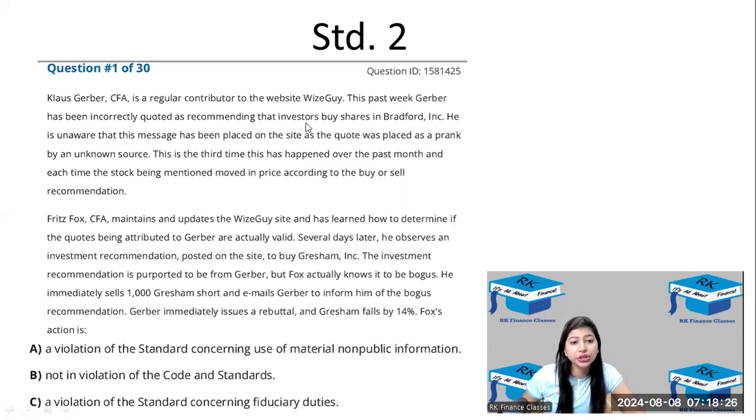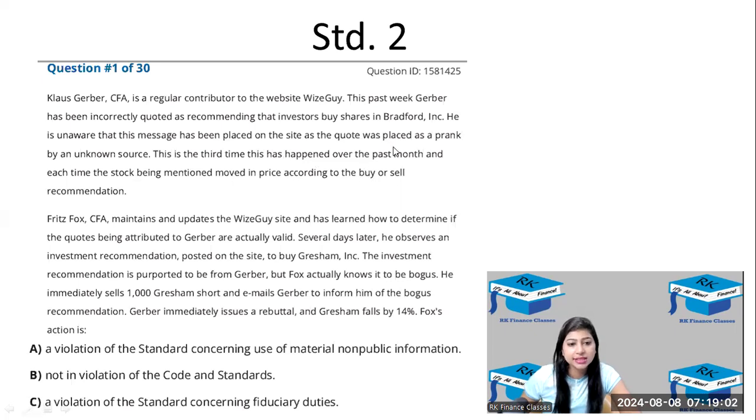That recommendation was to buy shares in the company Bradford. Now this recommendation to buy Bradford was not given by Gerber, but by someone else as a prank. Okay, understand the case study. Gerber usually puts something on the website Wise Guy, but this last week he has not given any recommendation. Instead of him, someone else has given the Bradford recommendation, and he is not aware of this.